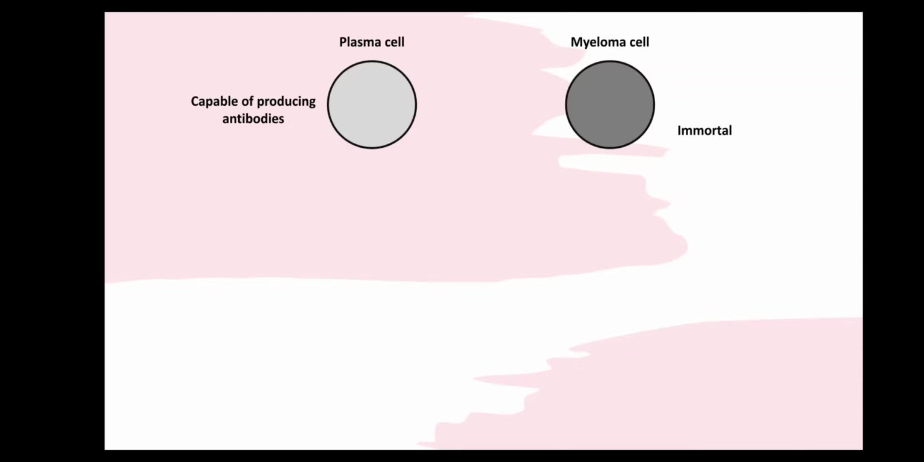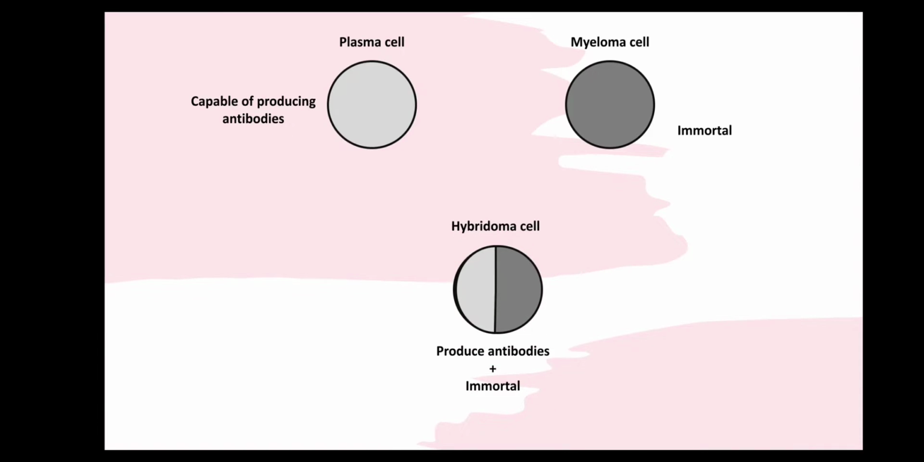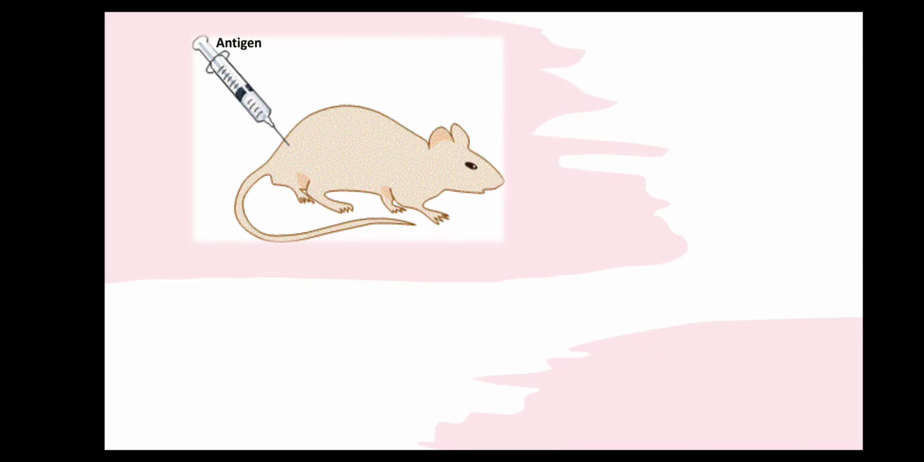How can we transfer the immortal property of myeloma cells to a plasma cell? The solution is making a hybridoma, which means fusion of a plasma cell with a myeloma cell. After making a hybridoma, it is able to produce antibodies and also has the property of being immortal. Let's look at this in more detail in hybridoma technology, where mice are first injected with the specific antigen intravenously.